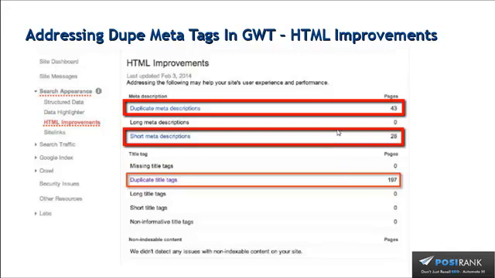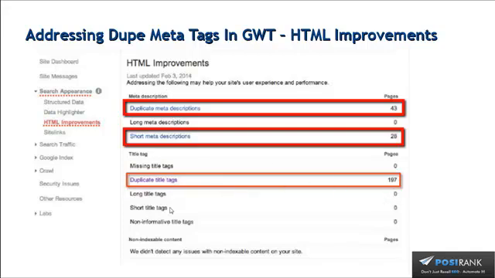Okay, this is what your HTML improvement screen is going to look like if Google finds issues with your site. Obviously, not with these red boxes here. Okay, I put these red boxes in here just to highlight the particular issues that this example site had. So this site has duplicate meta description problems, short meta description problems, and duplicate title tags.